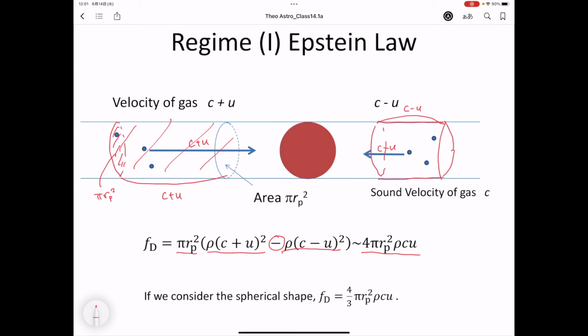This is the drag force acting on the solid particle when the size of the solid particle is smaller than 3 centimeters at 1 AU. In this case, we don't consider the spherical shape. But if you consider the spherical shape of a solid particle, you need to divide by 3. Then the drag force becomes this expression.